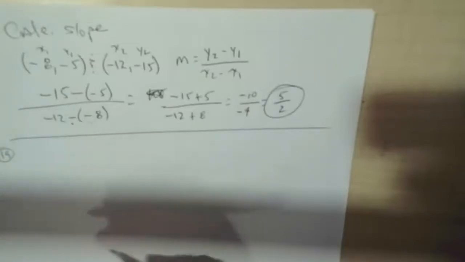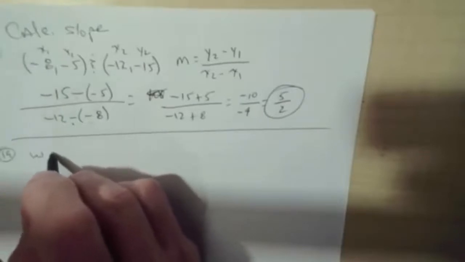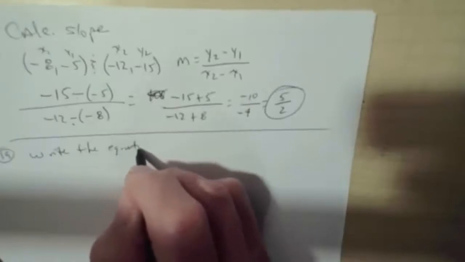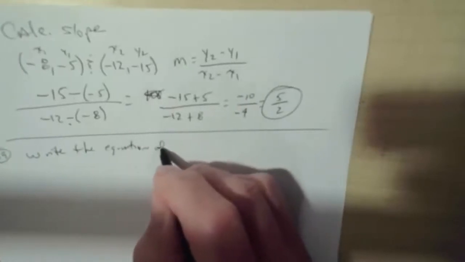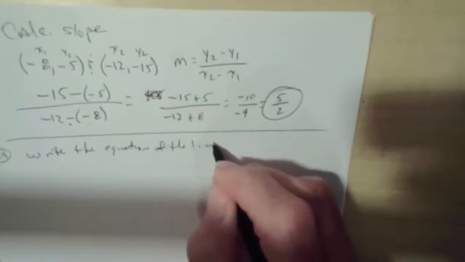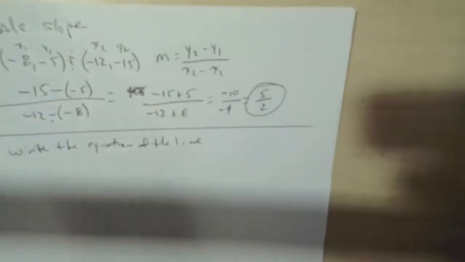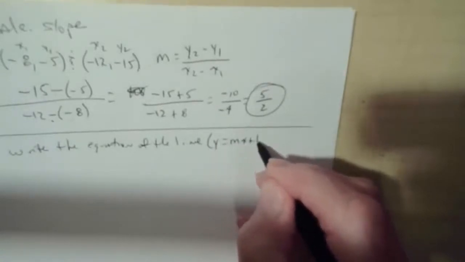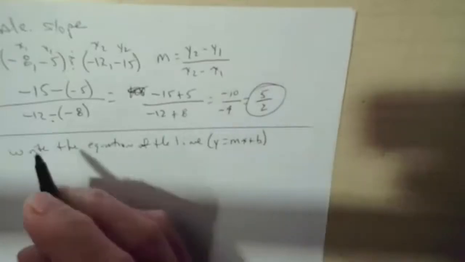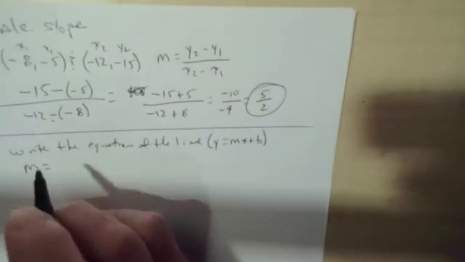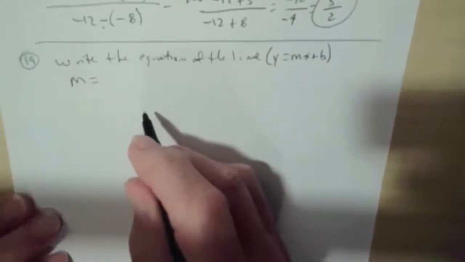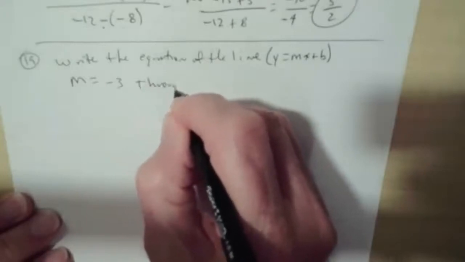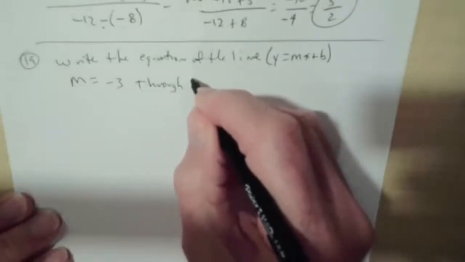Number 19. Write the equation of the line. Remember, the equation of the line is y equals mx plus b, slope-intercept. If you're given that the slope is negative 3 through the point 2, 4.